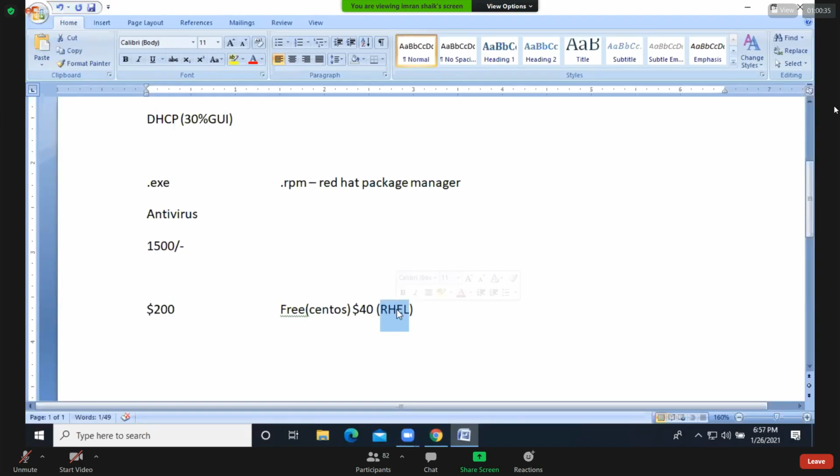The differences between Windows and Linux, and then we have one more point. Windows is a closed source operating system. Linux is an open source operating system. RHEL's full form is Red Hat Enterprise Linux. So clear. Don't worry, maybe from tomorrow onwards we are going to start RHEL only.